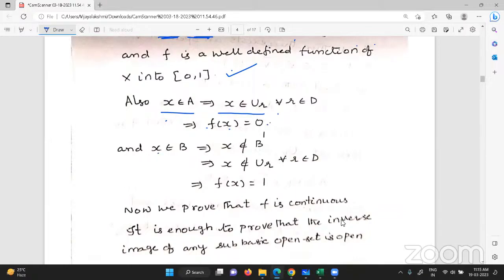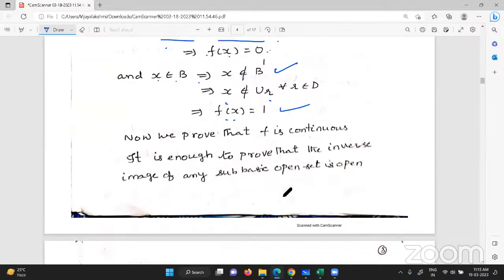And x belongs to B implies x does not belong to B complement. So whenever x does not belong to B complement, you have x does not belong to UR. So you have f of x is 1. So in this way, I have defined the function f of x. Now I prove that f is continuous.